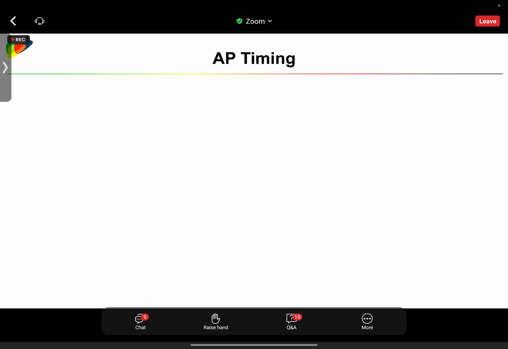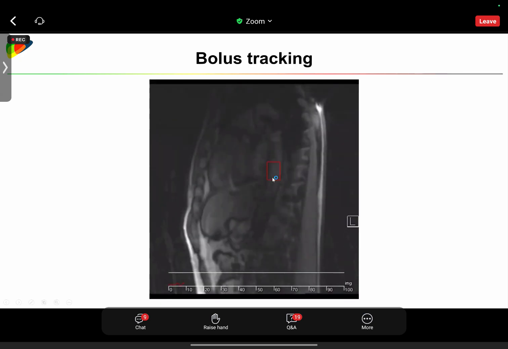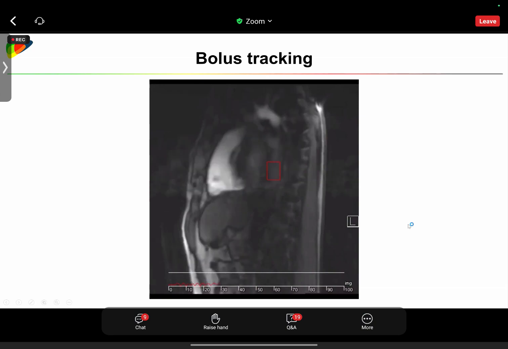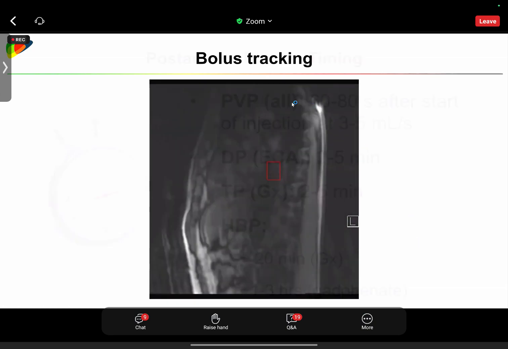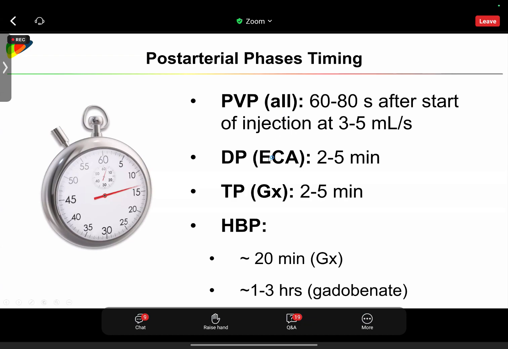For MRI, arterial phase timing ideally is done by bolus tracking, where, depending on the scanner, this is where you're going to place the tracker, but the tech will monitor the contrast, and once it reaches the predetermined area, they will trigger the scan. And then for portal venous phase, 60 to 70 seconds after injection will be our portal venous phase.